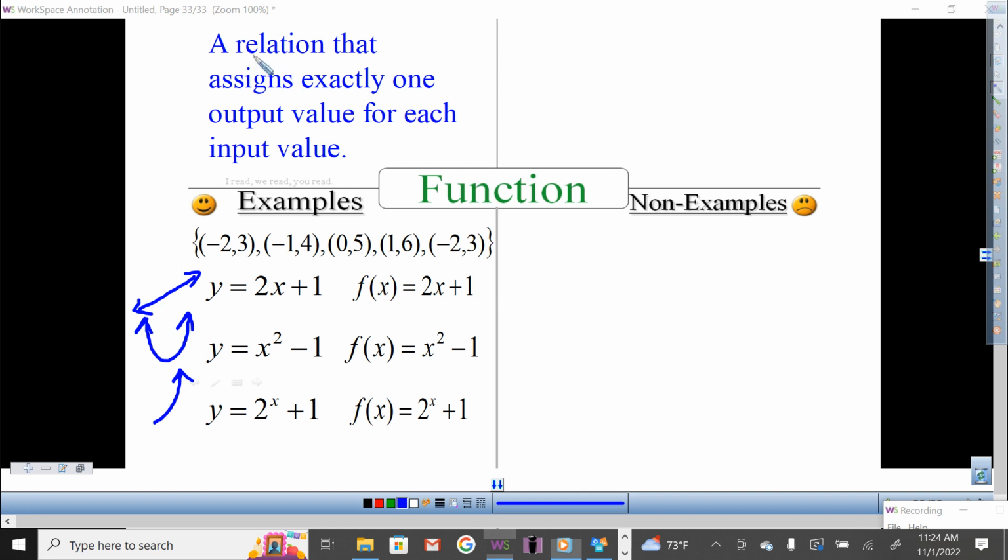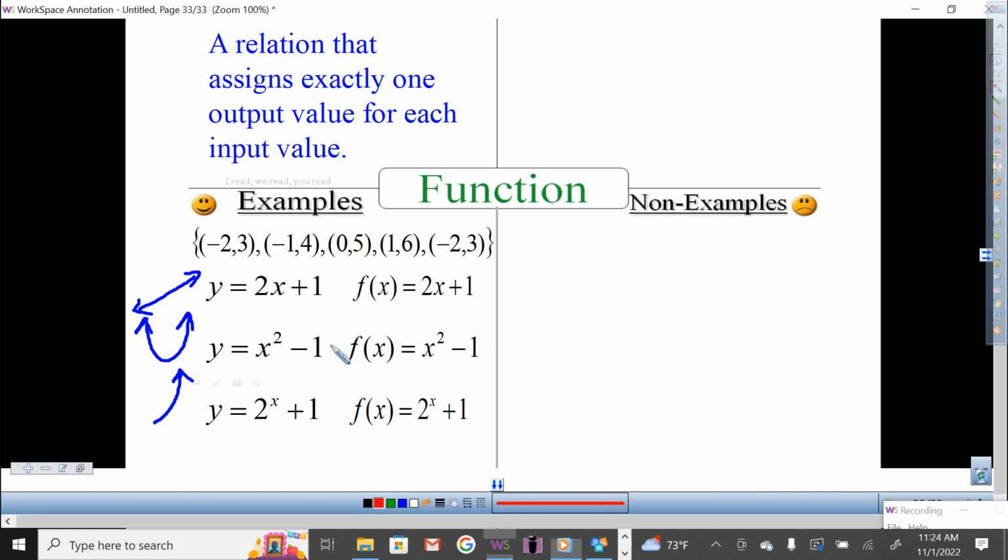Function. A relation. Is this a relation? Yes, there's a bunch of points. These are also relations. The only thing, it's showing it in an equation format. That assigns exactly one output value for each input value. What does that mean, Mr. Q? That means, here's the key. Ready? That means that if I start with a particular value for x, and I get a certain value for y, if I repeat that again the second time, we should have the same two values.